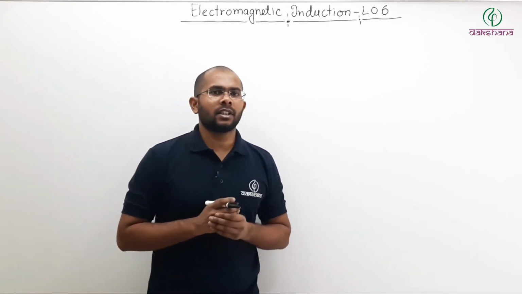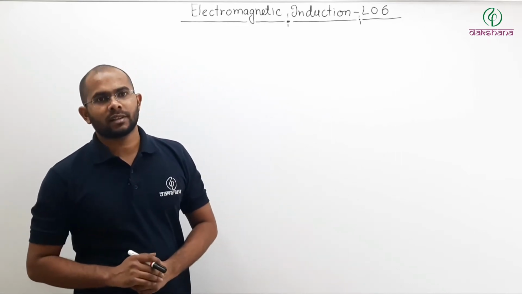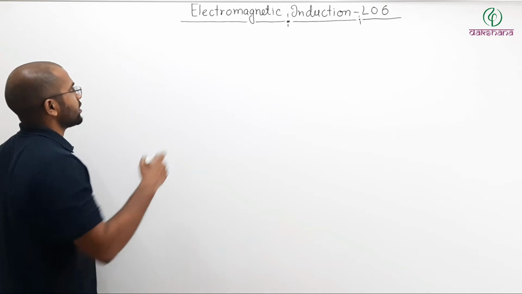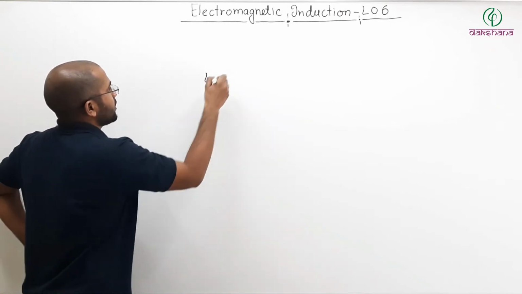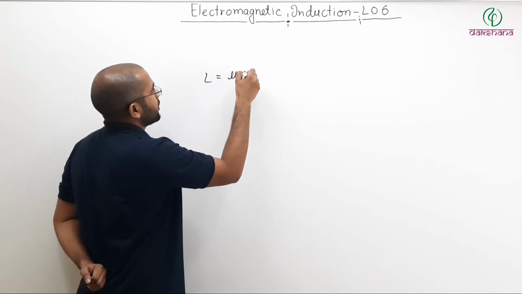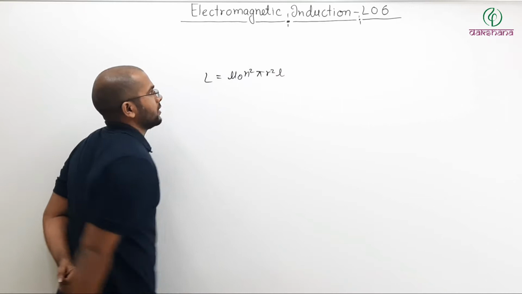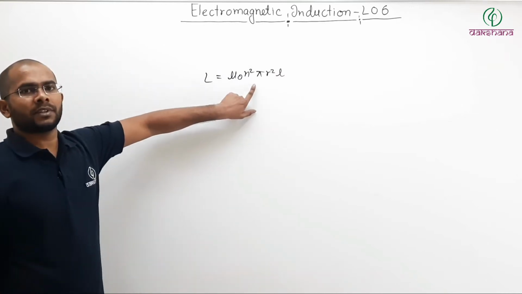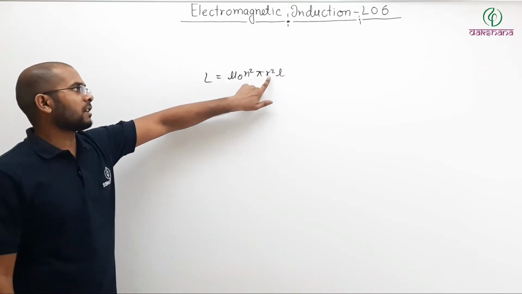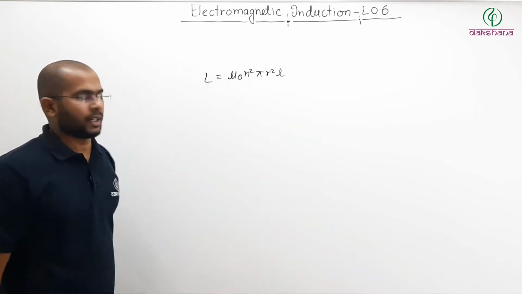In the last lecture, we had talked about self-inductance and mutual inductance. What was the self-inductance of a long solenoid? Self-inductance of a long solenoid was mu naught n square pi r square L, where n was the number of turns per unit length, r was the radius of the loop, and L was the length of the solenoid.